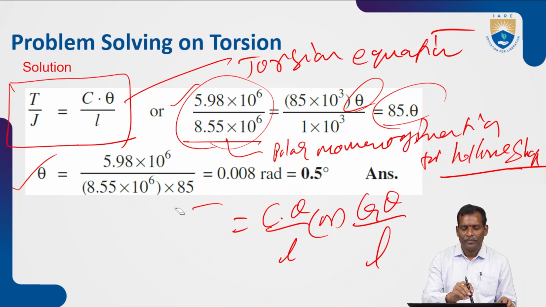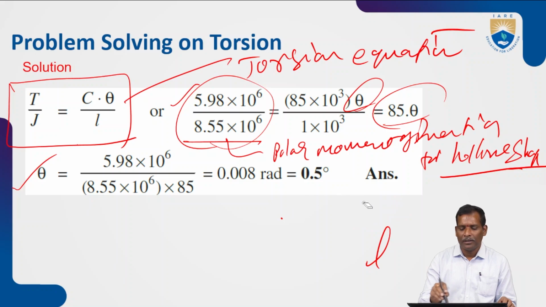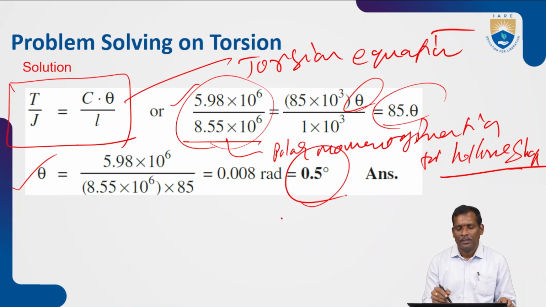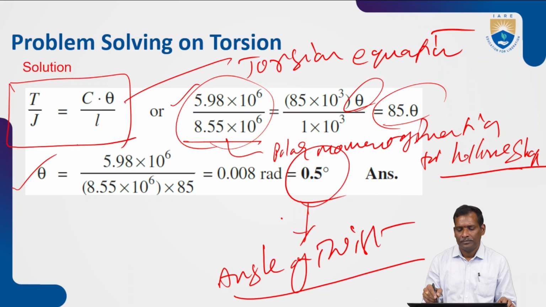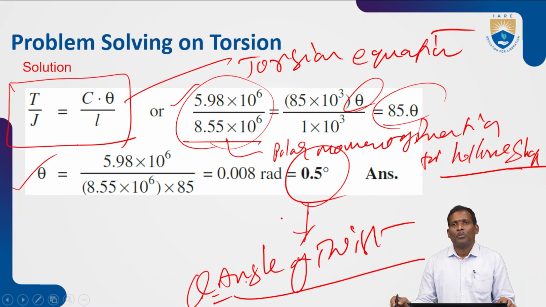So finally, the theta, the angle of twist, we will get in degrees, this is the angle of twist, theta, .5 degrees. So like this, we need to calculate the angle of twist based on the twisting moment.